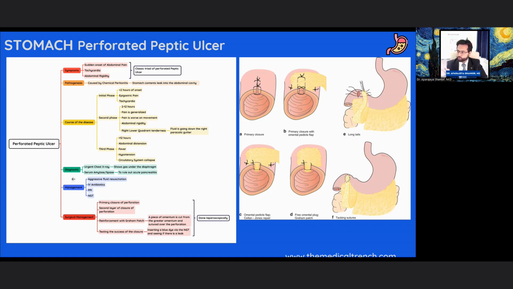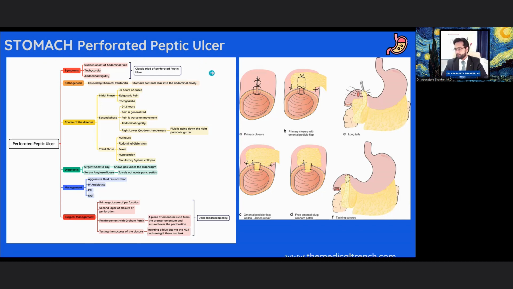Now, the nasogastric tube does two things. First, it removes all the excessive acid before you operate. Second, when you do a Graham's patch, you need to do a leak test to see whether the perforation is tightly closed or not, right? So if you want to know if the perforation has been tightly closed, you insert a blue dye through the NG tube, and in the operative field, you should not see any of the blue dye coming out of the stomach. Because if it comes out through the stomach wall or from underneath your patch, that means you haven't secured it properly. You have to reopen and redo it one more time. Okay. So that is how you deal with a perforated peptic ulcer.